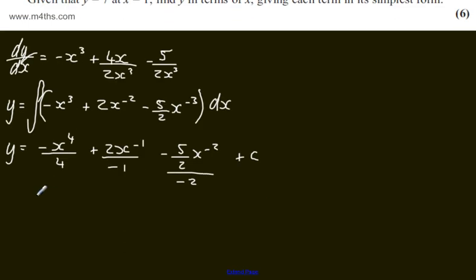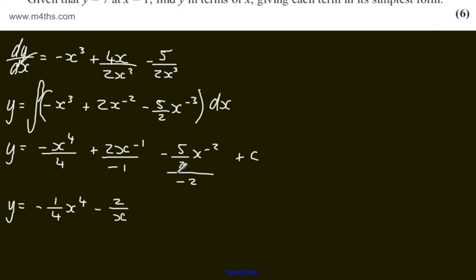So if we go ahead and tidy this up, we've got y is equal to minus 1/4 x to the power of 4. We're going to have now minus 2x to the minus 1, which when I come to evaluate might be easier to write as 2 over x. That's entirely up to you on how you want to write this.